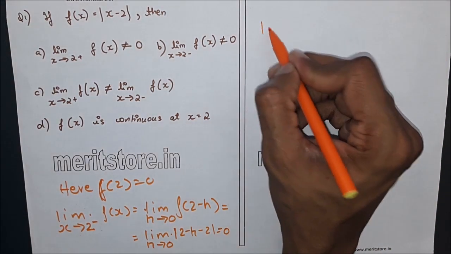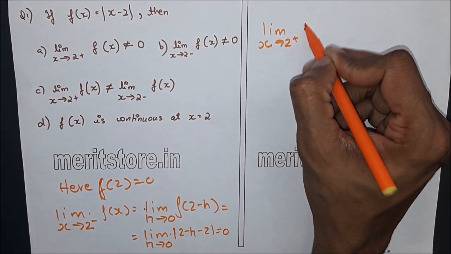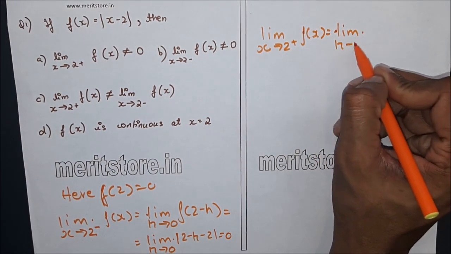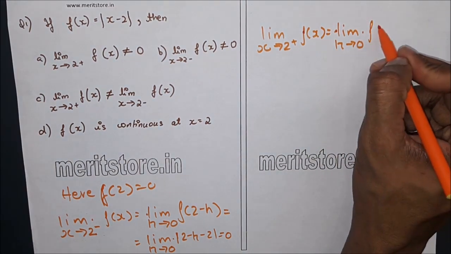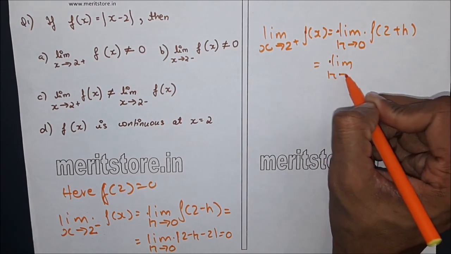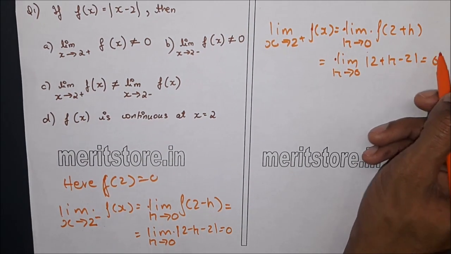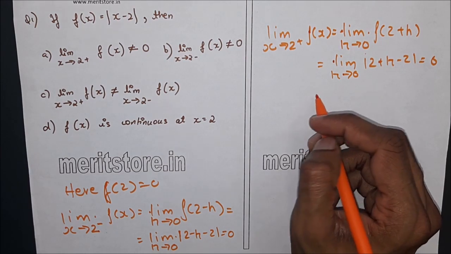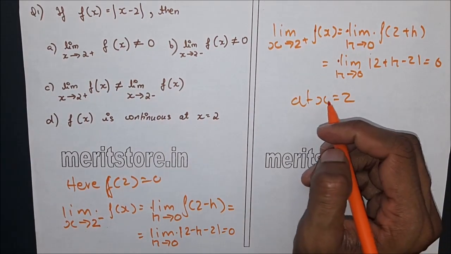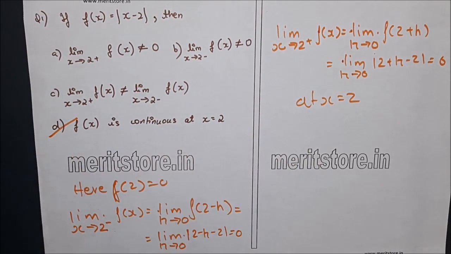Same from the right, we take the limit as x approaches 2 of f(x), which equals the limit as h approaches 0 of f(2 + h), which is equal to the limit as h approaches 0 of |2 + h - 2|, which is equal to 0. So here if we see, it is continuous at x = 2. Therefore we conclude that f(x) is continuous at x = 2. Therefore option D is the correct answer.